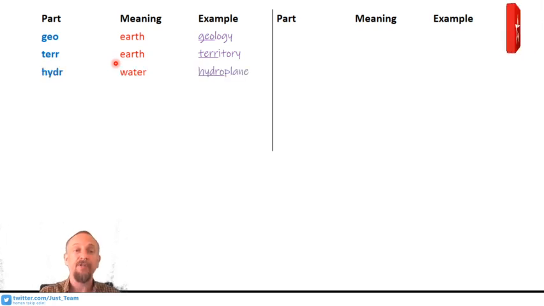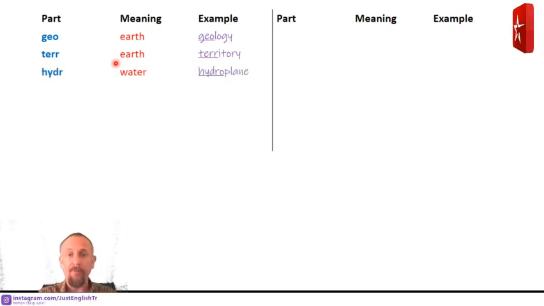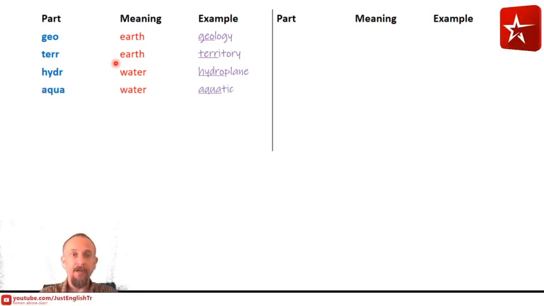We have hydro, which means water, and we have hydroplane here, a plane which can be used on water. But we also have aqua as well. You often find that one of these, I think, geo would be Greek, ter would be Latin, hydro, I think, is Greek, aqua is Latin. So we often have these root systems or prefixes. They have the same meaning, but it's because they've come from different places.